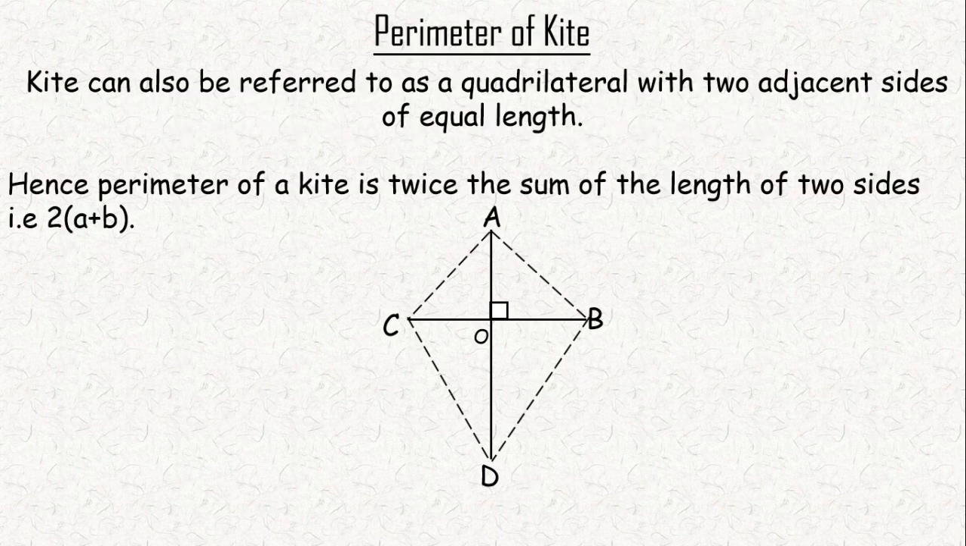Next, perimeter of kite. A kite is also referred to as a quadrilateral with two adjacent sides of equal length. So we can take the same formula as we took for rectangle or parallelogram. That's perimeter of kite is equal to the sum of the lengths of sides, that is 2 into (A plus B). Here we can't take L and B, so we just take A and B. A will be the AC and AB length, which are equal, and CD and BD length are equal, so that is taken as B.